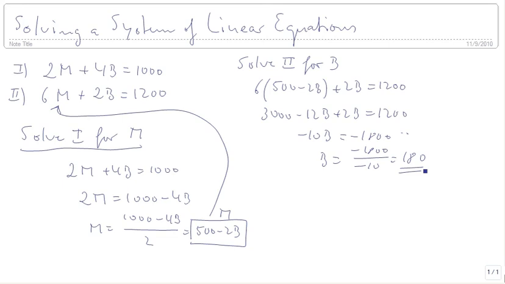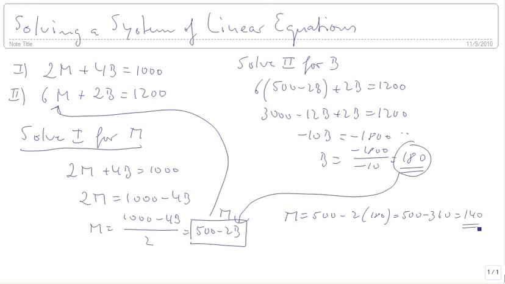Now what you got to do is plug that b back into the equation you started with. So we're going to plug it in here. Alright, so what we'll do is we have m is equal to 500 minus 2 times 180, which is equal to 500 minus 360, and that gives me 140. So my point of intersection is b equal 180 and m equal 140.